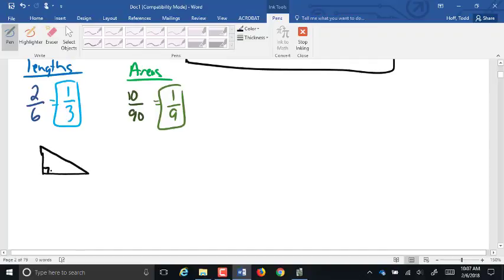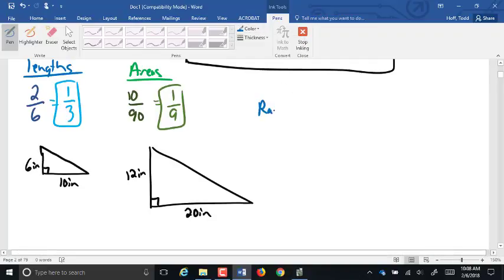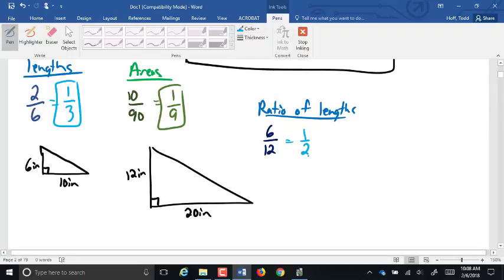So let's take a triangle here. Let's call this, we go 6 by 10. And we're going to blow that one up to be 12 by, what would this bottom dimension have to be? 20. So as we can see there, our ratio of lengths is 6 became 12 or 10 became 20. Either way, it reduces to a 1 to 2 ratio, or 1/2 ratio.